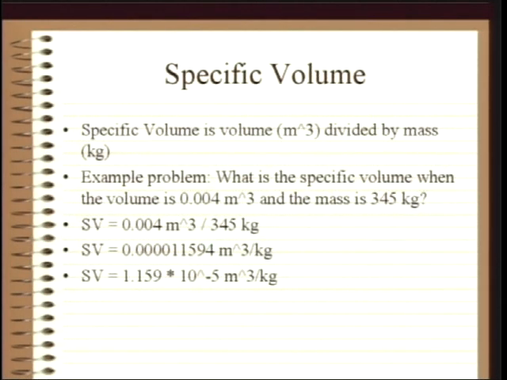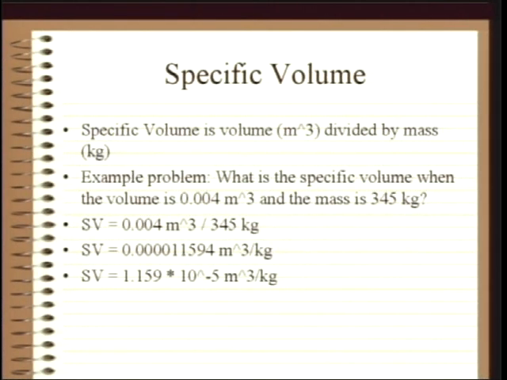Specific volume. Specific volume is found by volume divided by mass. As we talked about last time in the last lecture, they're inverse. Specific volume is the inverse of density. Example problem, what is the specific volume when the volume is 0.004 meter cubed and the mass is 345 kilograms?